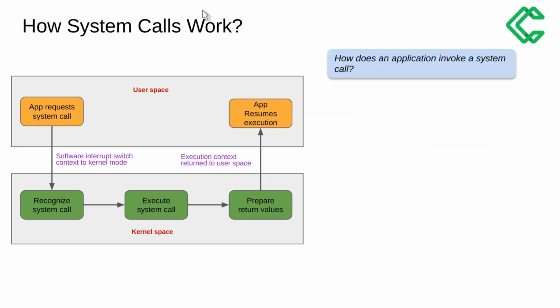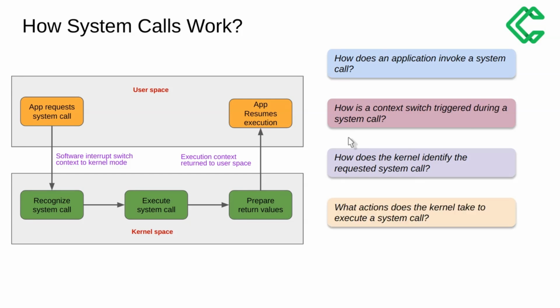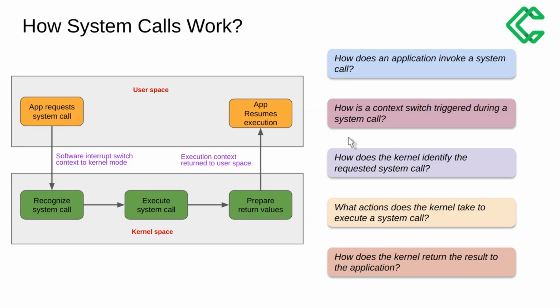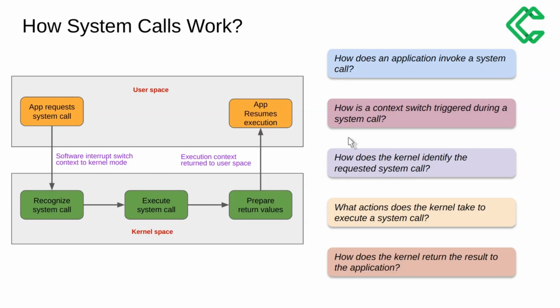How does an application invoke a system call? How is a context switch triggered during a system call? How does the kernel identify the requested system call? What actions does the kernel take to execute a system call? And how does the kernel return the result to the user application? Let's find out answers to these questions.